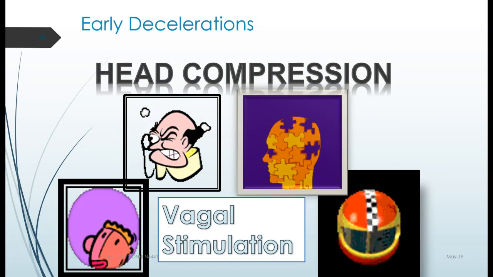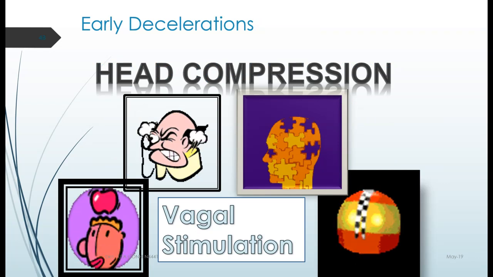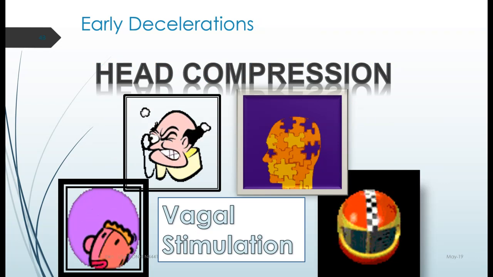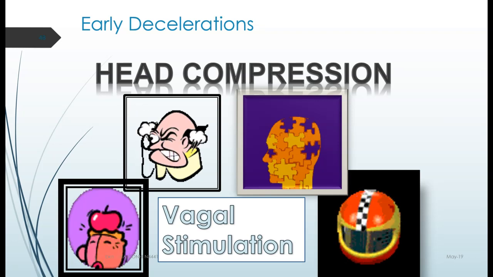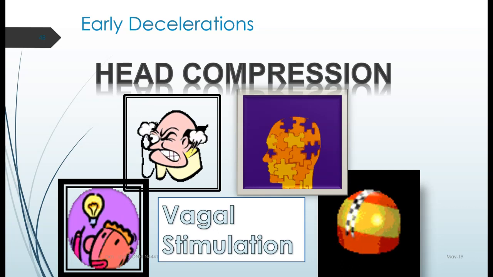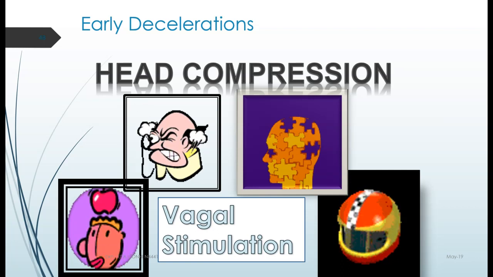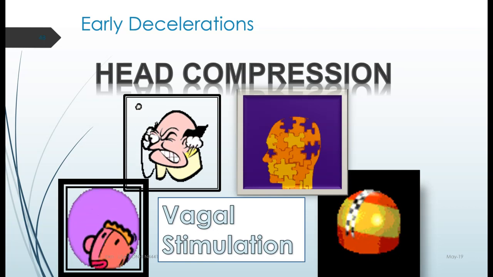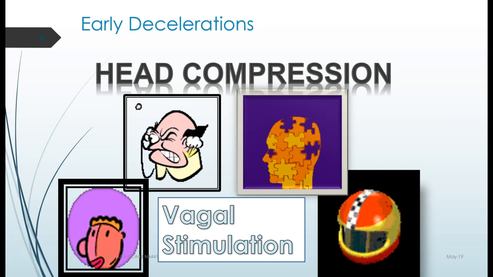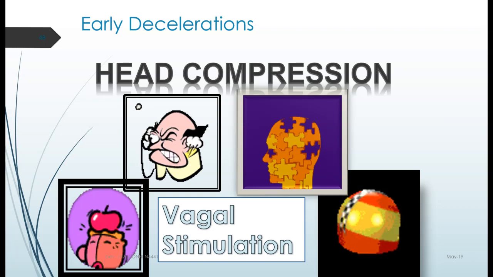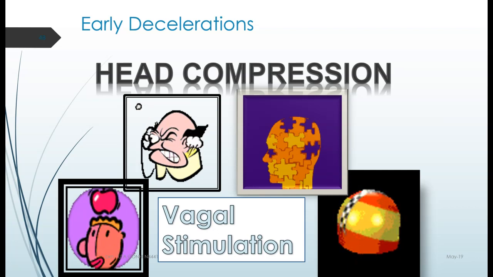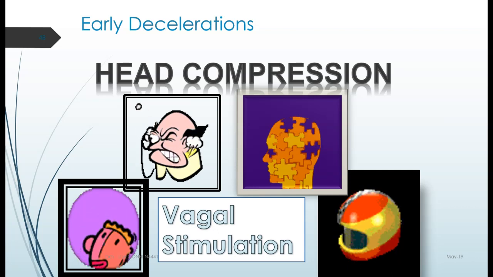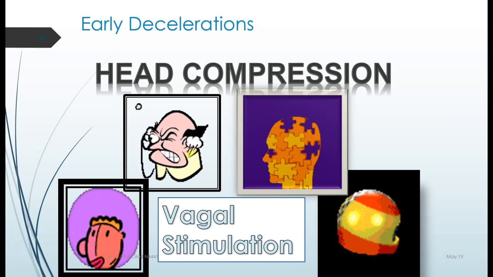So what causes early decels? It's caused by head compression. So as mom has a contraction, baby's pushed down, pushed up against the pelvic floor. The vagus nerve in the baby's head gets stimulated, and that causes a reflex slowing of the baby's heart rate. That's why as that contraction eases off, baby comes back up in the pelvis a little bit, off the pelvic floor. That vagal nerve stimulation stops. Heart rate's back to normal by the time the contraction's over.